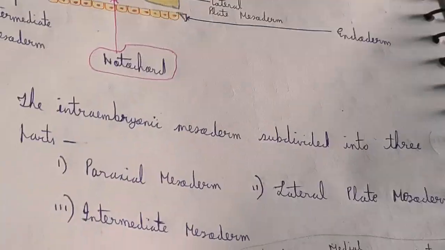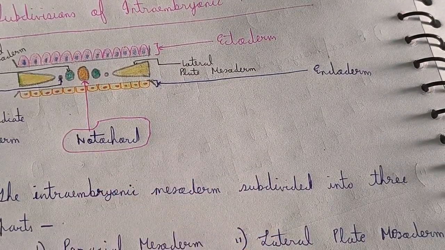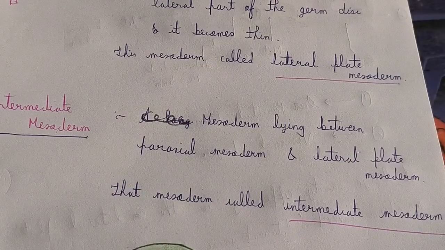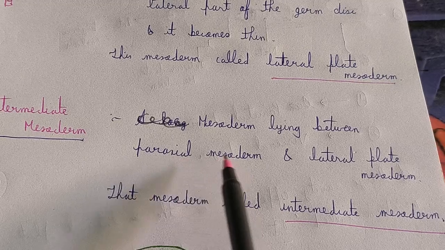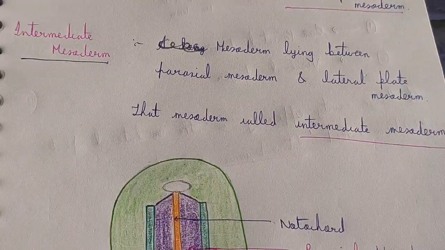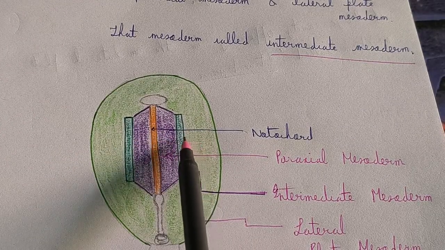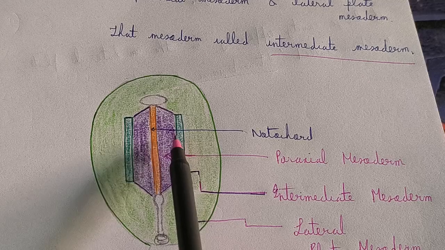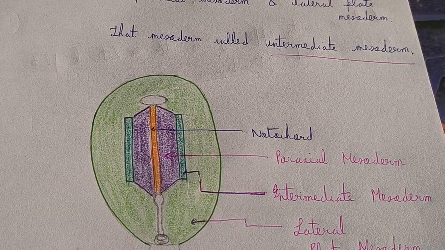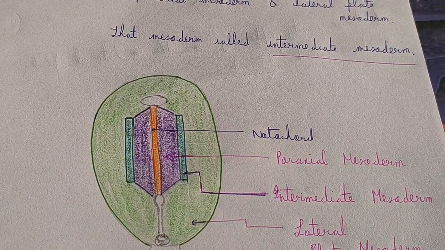Now you can notice that between this lateral plate mesoderm and paraxial mesoderm, intermediate mesoderm is present. So the mesoderm lying between paraxial mesoderm and lateral plate mesoderm is known as intermediate mesoderm. So simply, this is the notochord, paraxial mesoderm, lateral plate mesoderm, and this is the intermediate mesoderm. It is thickened and it is thinner. Just for information, this intermediate mesoderm is like a longitudinal strip.